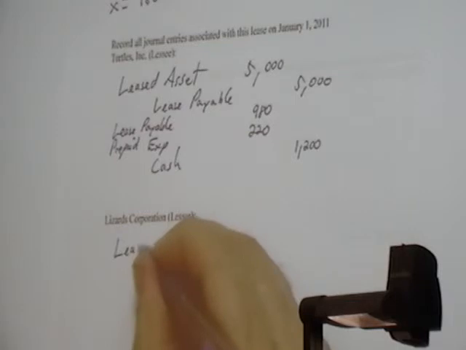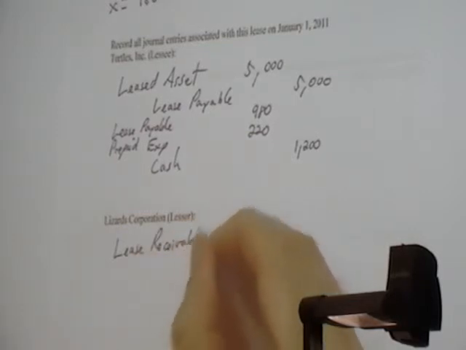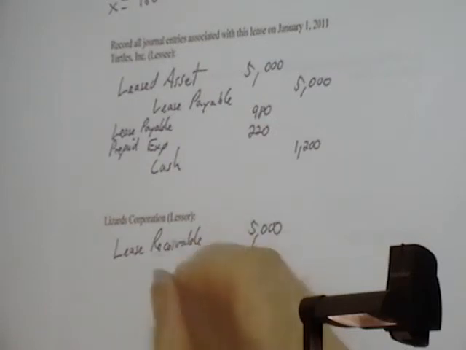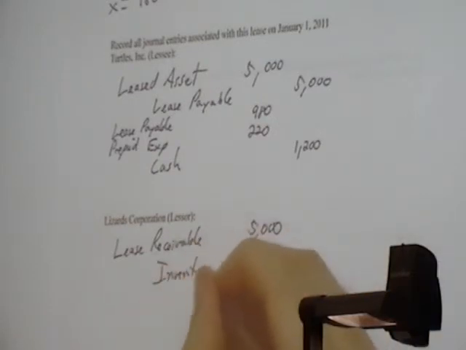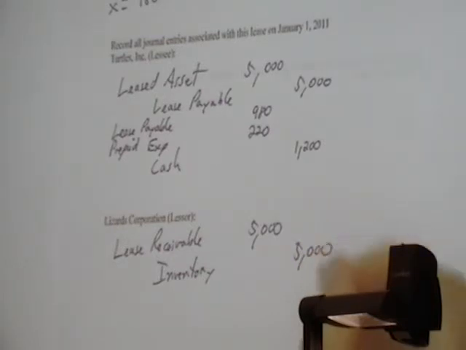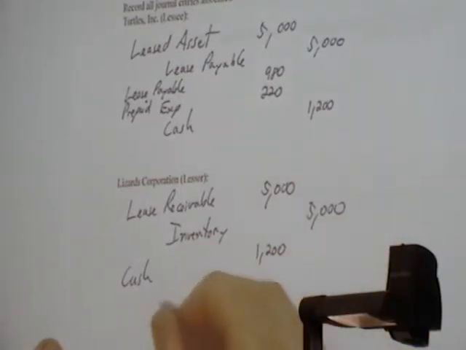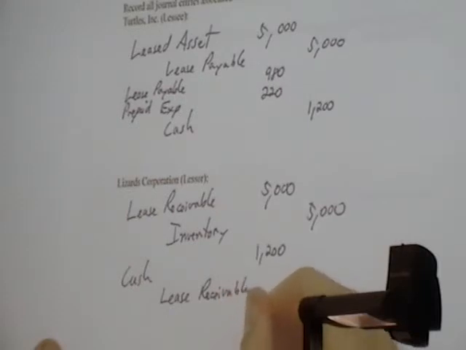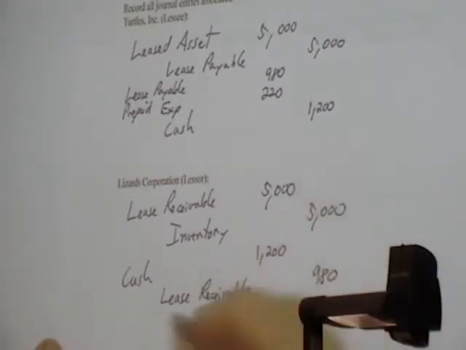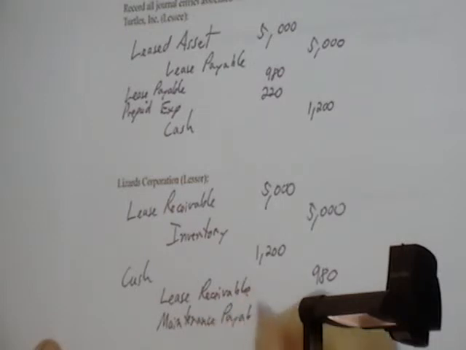From the lessor's perspective, they're going to record a lease receivable of $5,000. They're going to reduce their asset, we'll just assume this is inventory, it could also be property, plant, equipment, would be fine. They're going to receive cash of $1,200. They're going to reduce their lease receivable only by the $980 that we already figured out. And then the rest is going to be a liability to them. Maintenance payable of $220.